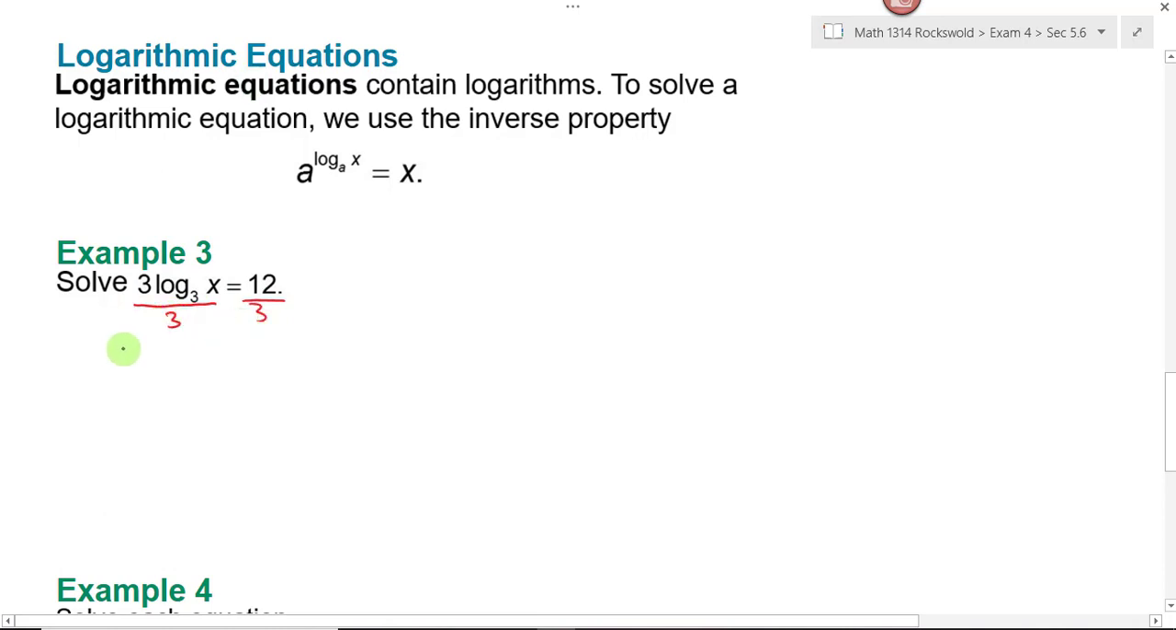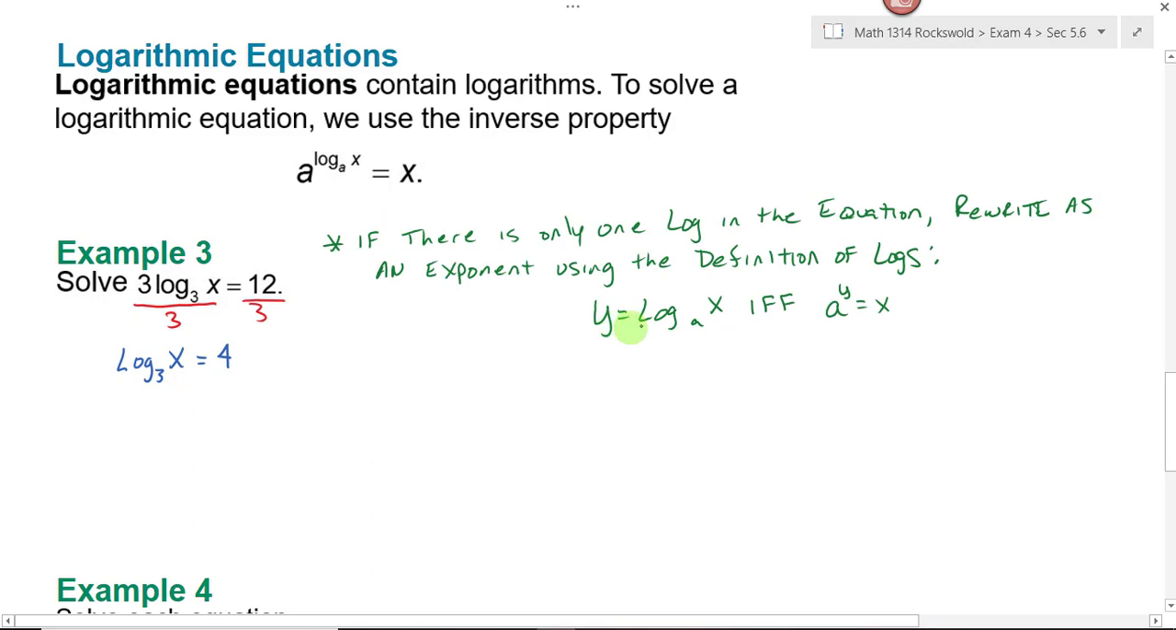When I do that, I get log base 3 of x equals 4. If you want to solve for x, use the definition of logs to rewrite that log as an exponent. If there's only one log in the equation, rewrite it as an exponent using the definition of logs. Here's the definition of logs. Notice the base of the log is the same as the base of the exponent. What the log is equal to is the exponent, and the argument of the exponent stands alone. So how would I rewrite this as an equivalent exponential expression? 3 to the fourth equals x. And that means that x then will be equal to 81 because 3 to the fourth is 81.